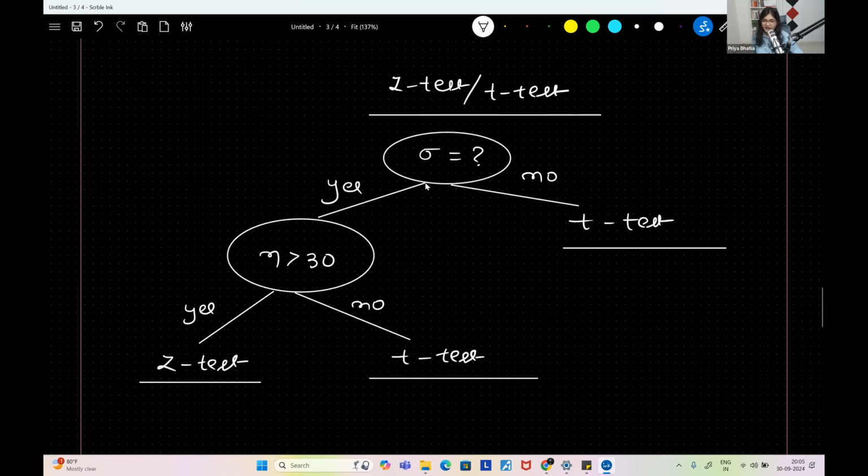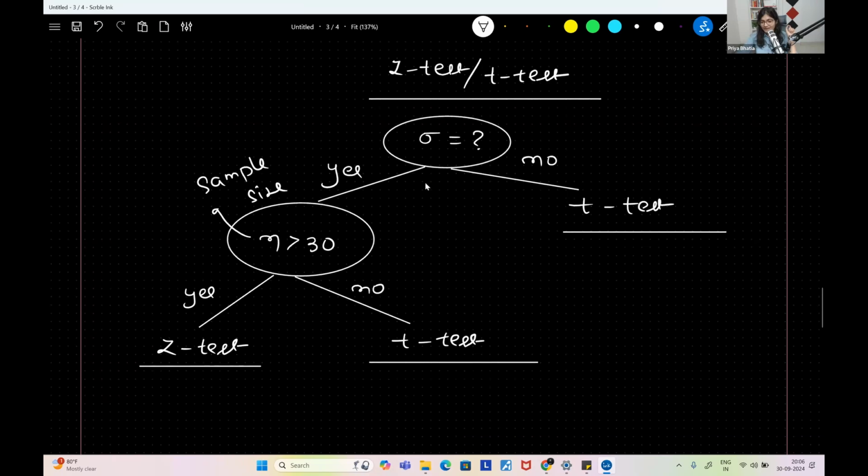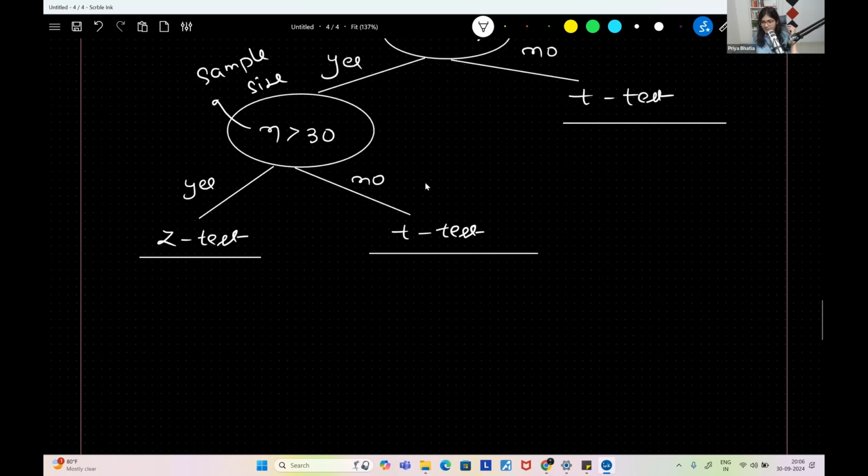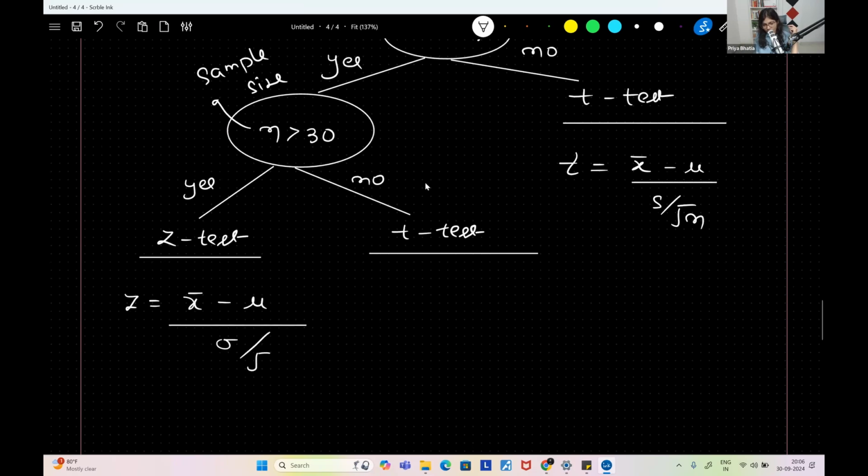So in this way, we are focusing on either the z test or t test depending upon whether the population standard deviation is available or not. If it is not available, we will directly apply the t test. If it is available, we will check the sample size. If the sample size is small, less than 30, we will again apply the t test. Otherwise, we will apply the z test. There is a formula for each. For a t test, the formula is x bar minus mu divided by s upon square root of n. And for a z test, the formula is x bar minus mu divided by sigma upon square root of n.